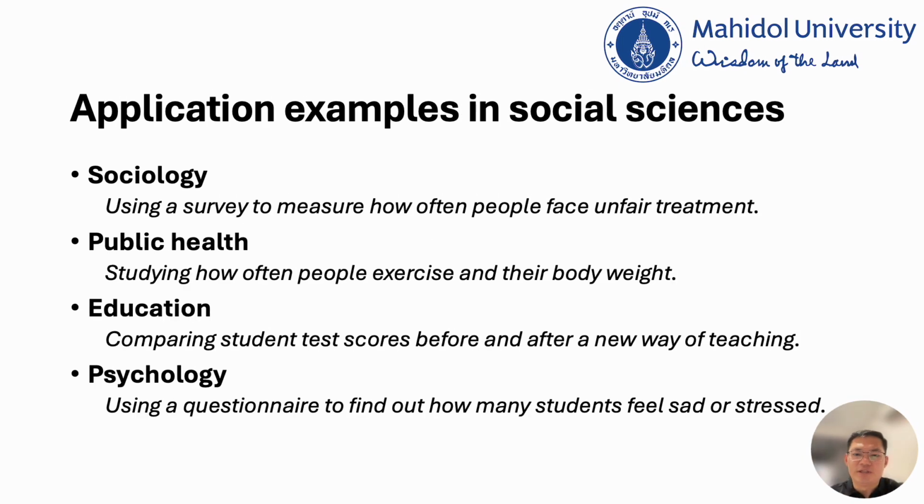Let's see how quantitative research is used in social sciences. In sociology, surveys measure how often people face unfair treatment. In public health, we collect data on exercise habits and body weight. In education, test scores before and after a new teaching method are compared. In psychology, questionnaires like PHQ-9 or GAD-7 help evaluate students' mental health. These methods use numbers to study real issues and support decision-making.